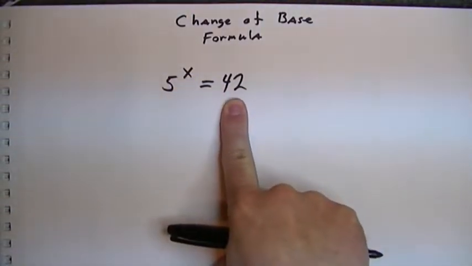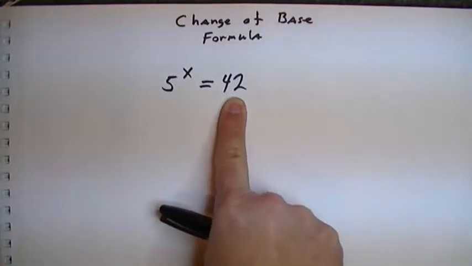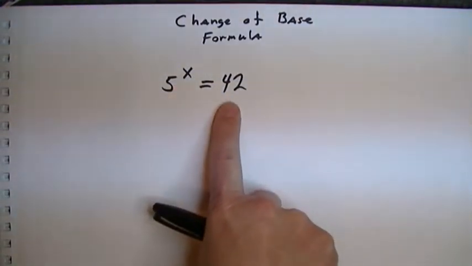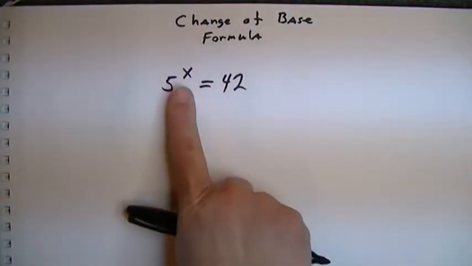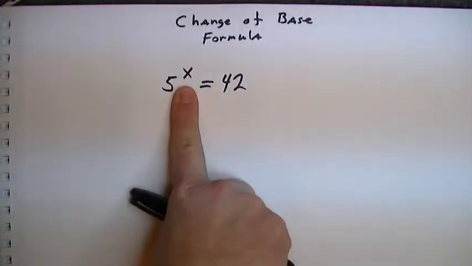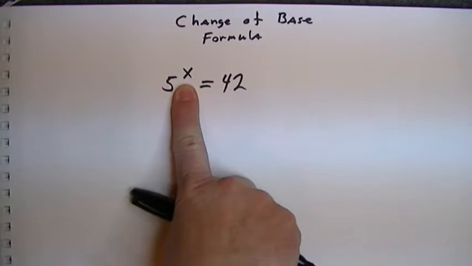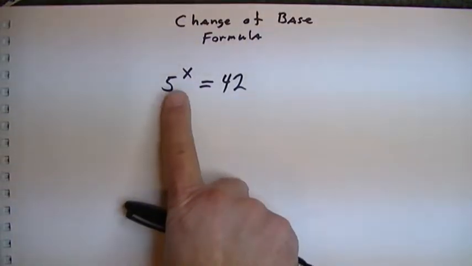The trouble is, how do we find that quickly without just guessing and checking for a long time? I mean, we know that 5 squared is 25, so x has to be larger than 2. And 5 to the third power is 125. That's way too big. So it's probably going to be a little closer to 2 than it is to 3. We could make some guesses, but it might take us a long time to find a really exact answer.